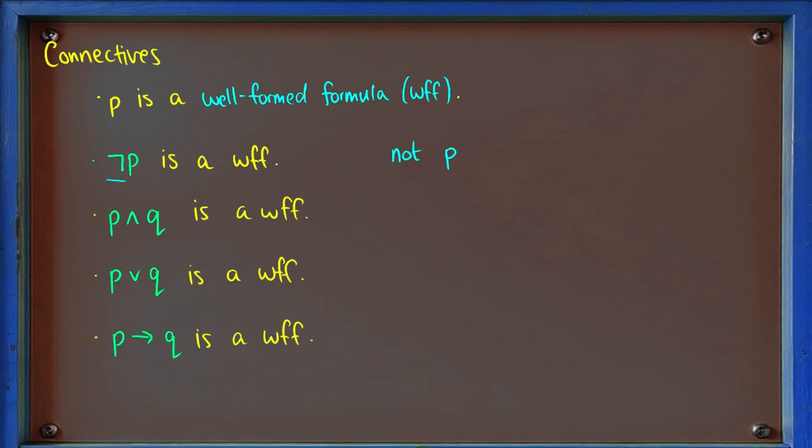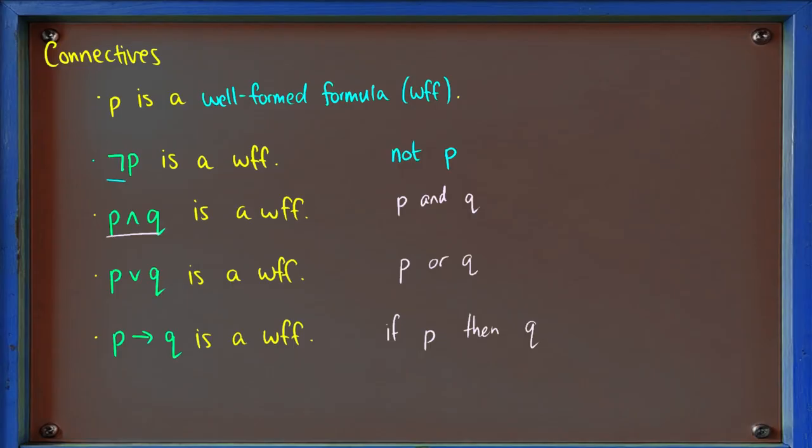The next one says that P and Q is a WOOF. So if P is a WOOF and Q is a WOOF, then we can connect them together, and P and Q is a WOOF. And this is also known as a caret. That is the and symbol, that is a caret. Third, P or Q is a WOOF. And sometimes you might just call it P V Q or P wedge Q. And finally, the last one, P arrow Q, or rather if P, then Q, is a WOOF.